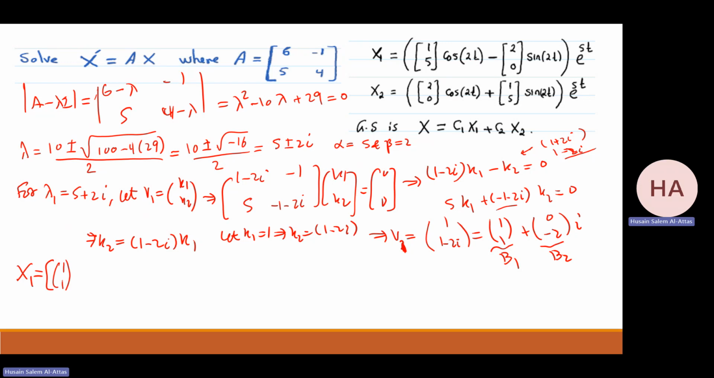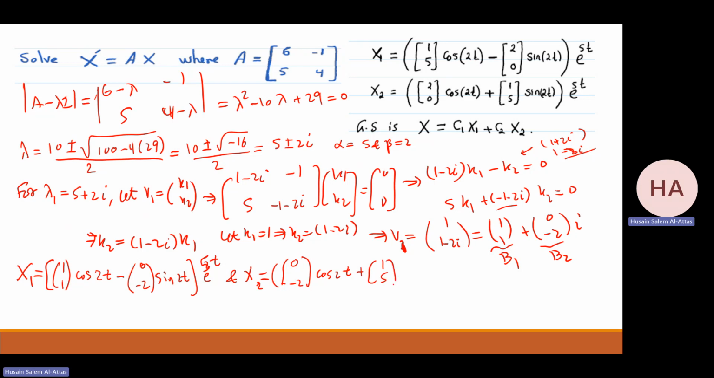Yeah, I think I'm doing right. Okay. This is cosine. What is alpha? What is beta? Beta is 2, cosine 2t minus b2, which is 0 minus 2 sine 2t times e to the power 5t. My x2 will be what? Reverse them. 0 minus 2. Yeah, I think he's using a different way. Cosine 2t. But at the end they are the same.